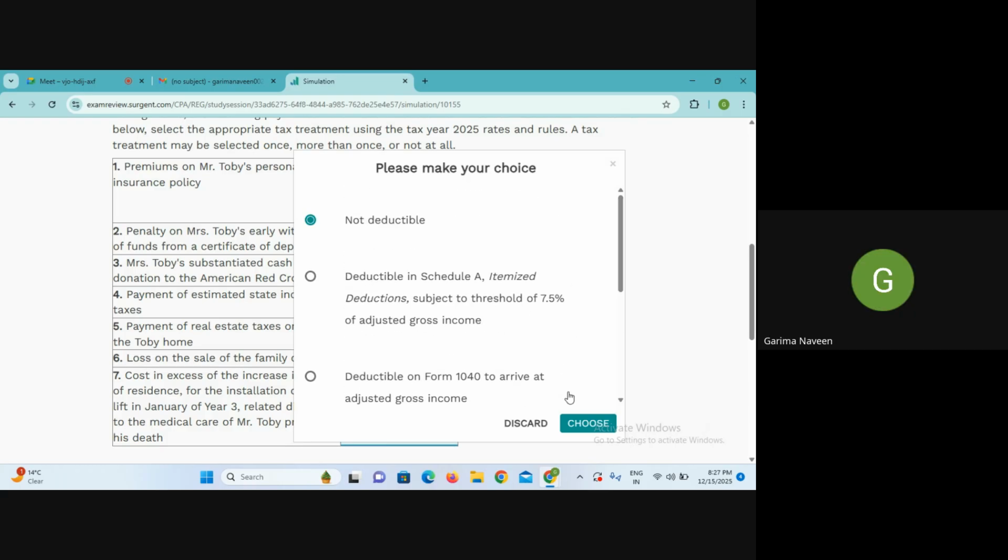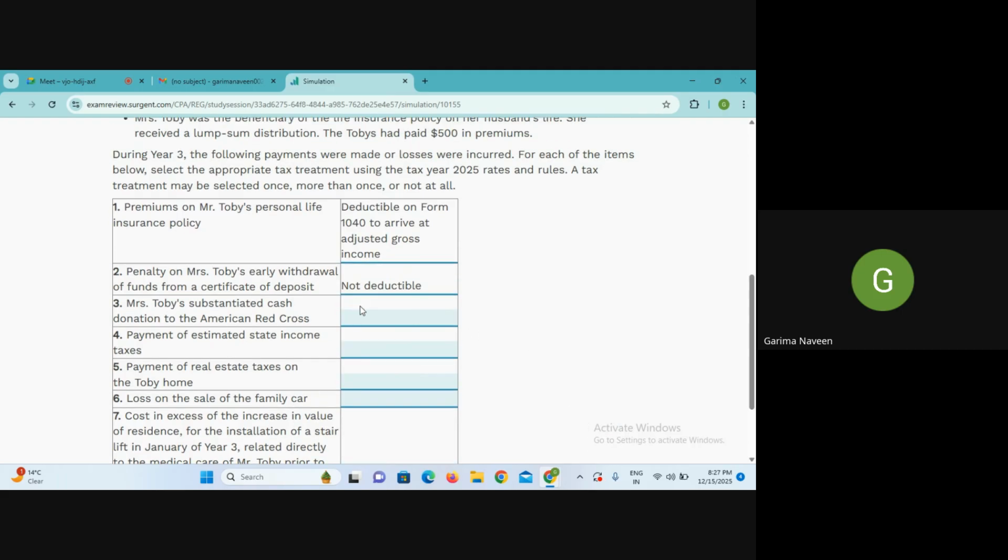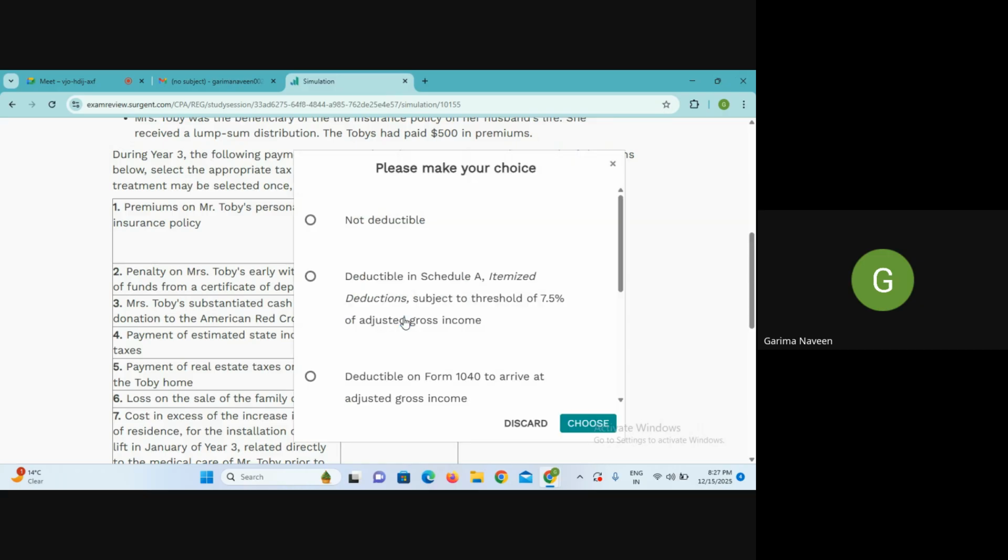Okay. I think you have not revised this topic. You are choosing the wrong answers. Okay, next. Mrs. Toby's substantiated cash donation to the American Red Cross. So you are making a cash donation to a charitable organization.